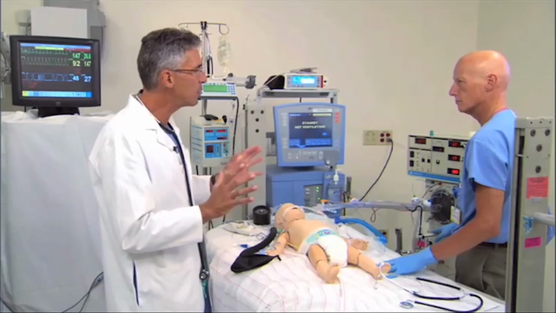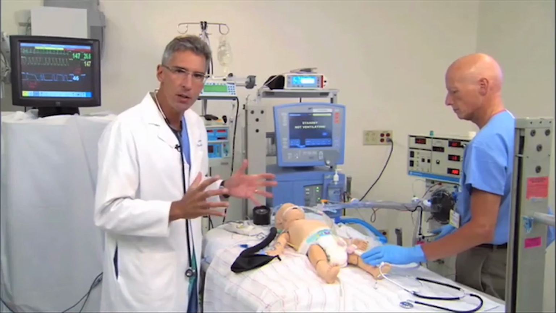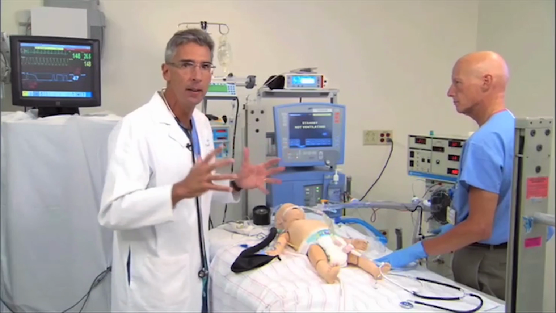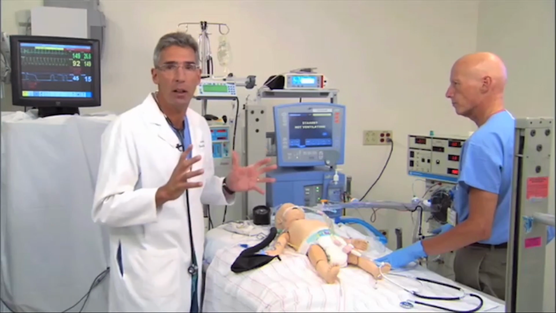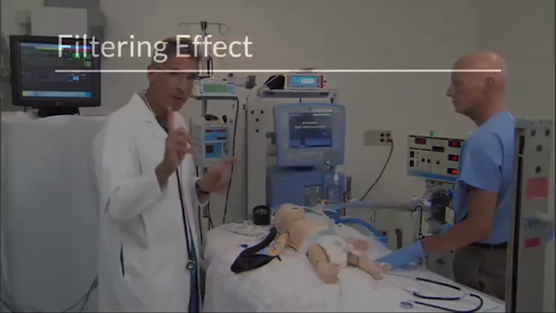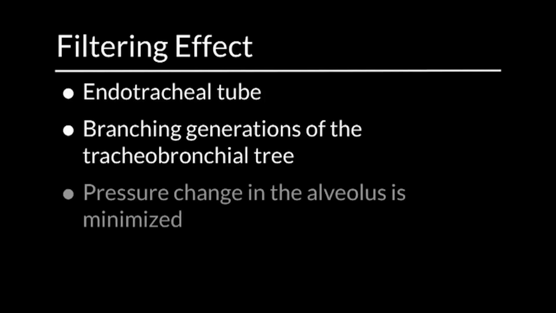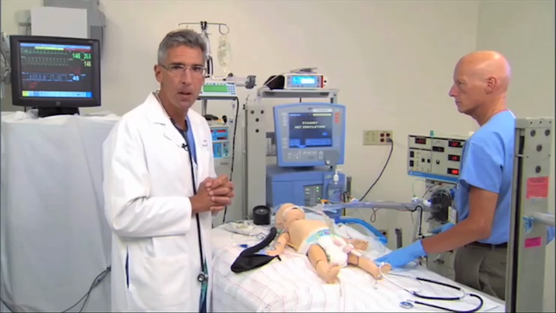A couple of other tips about using high-frequency oscillation, particularly in larger patients. Occasionally, one will increase the delta pressure dramatically, 80 or 90 centimeters of water delta pressure. That sounds like a lot, and it is. Remember that there's a filtering effect, first by the endotracheal tube, and then by the branching generations of the tracheobronchial tree, such that the pressure change in the alveolus is minimized. But 80 centimeters delta pressure is a lot.